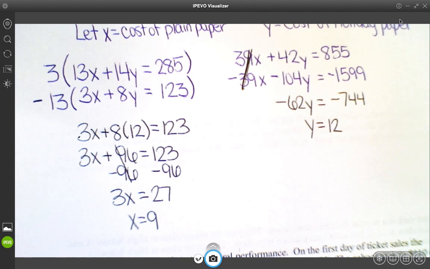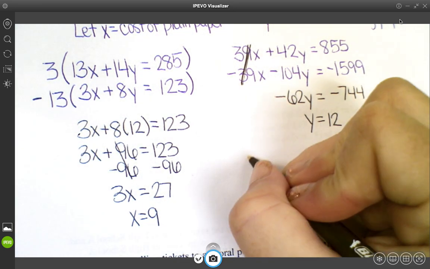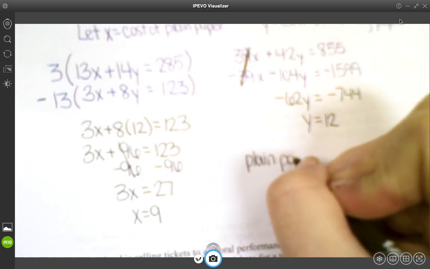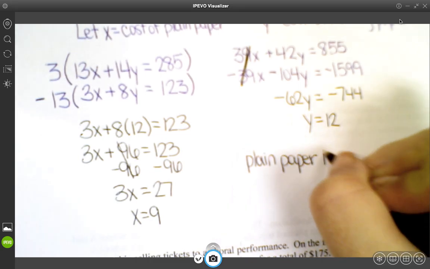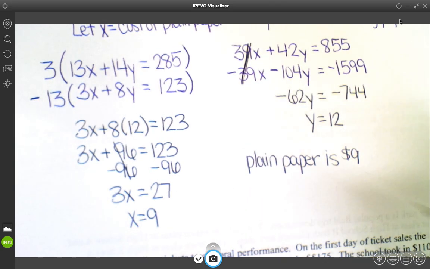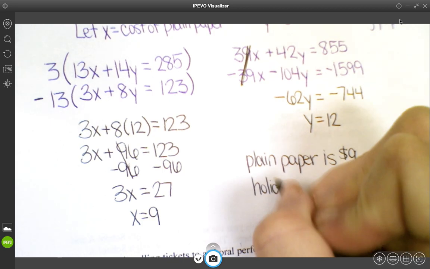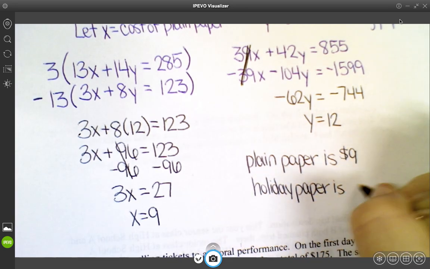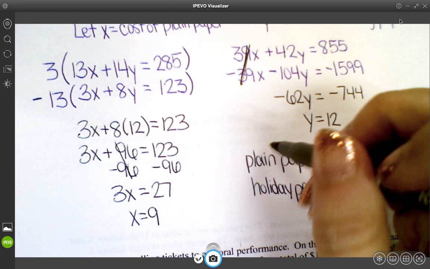All right, so now that we are talking about real life things, we do have to answer in terms of real life answers with labels. So the first thing we're going to say is that the plain paper is how much? $9. And holiday paper is $12.